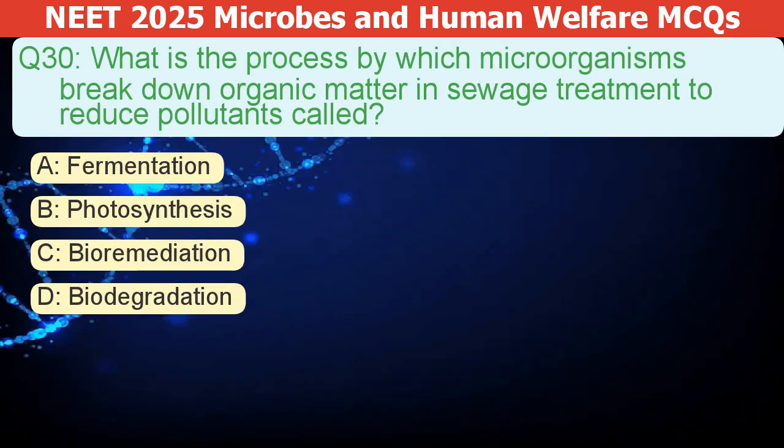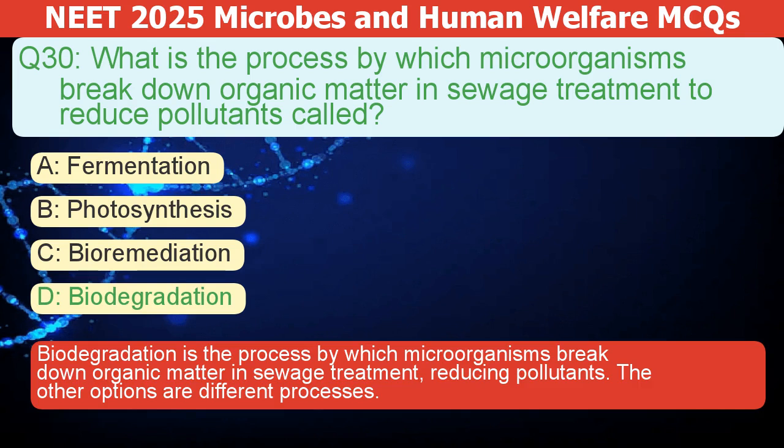What is the process by which microorganisms break down organic matter in sewage treatment to reduce pollutants called? A. Fermentation. B. Photosynthesis. C. Bioremediation. D. Biodegradation. The correct answer is D. Biodegradation is the process by which microorganisms break down organic matter in sewage treatment, reducing pollutants. The other options are different processes.